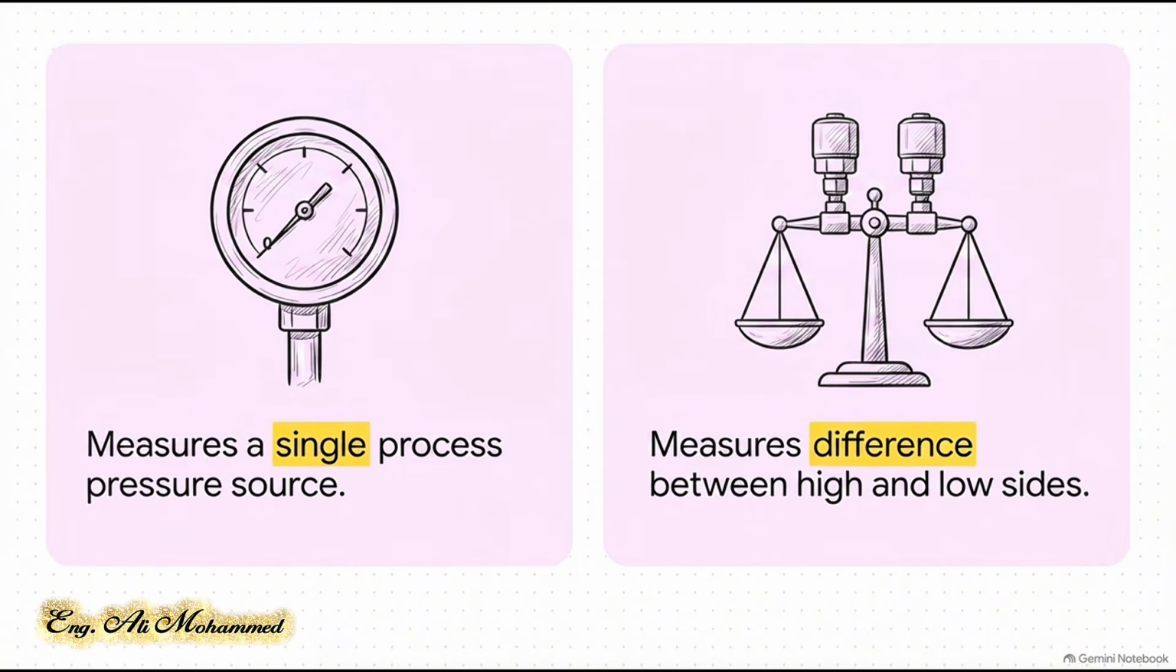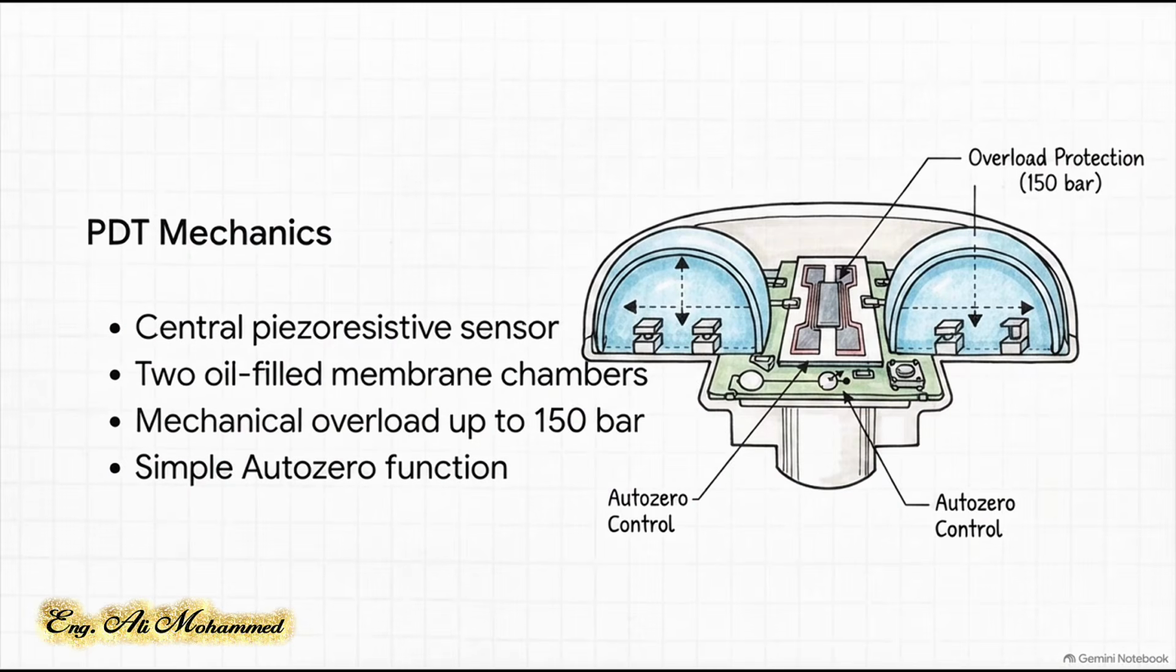But a PDT, which, by the way, can also function as an FDT, or flow differential transmitter, when you pair it with an orifice plate, doesn't care at all about the raw pressure. It measures the difference between a high plus side and a low minus side. It's internally calculating delta P, which is just the high pressure minus the low pressure. Now, what's really interesting about this is how a device like the Pondus PT600 actually survives the harsh, violent reality of a chemical plant. It uses a central piezoresistive sensor hooked up to two oil-filled membrane chambers via capillary tubes.